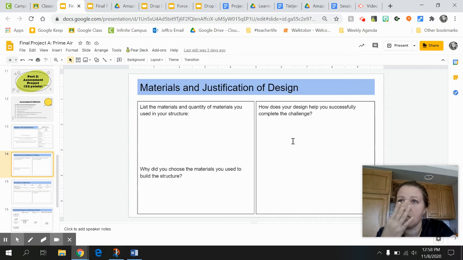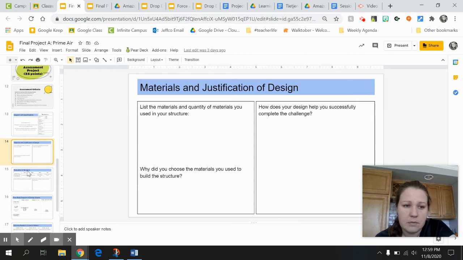How do parachutes impact the force? If you decided to use springs or something else, maybe apply it to Newton's laws. But you're justifying why you used the design that you did. So that's that second box, okay?